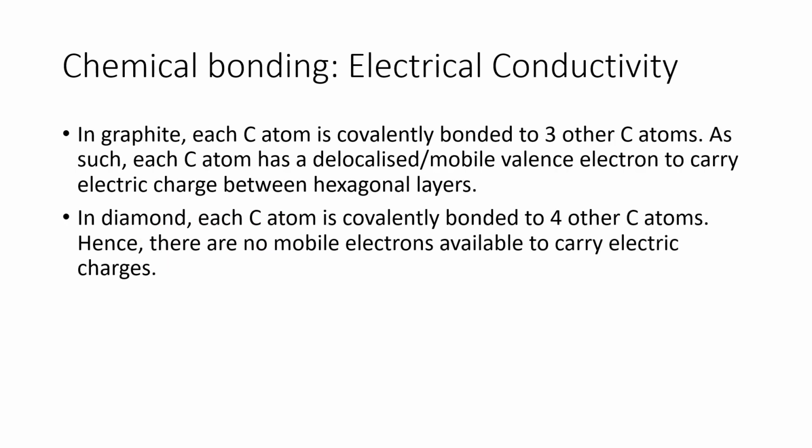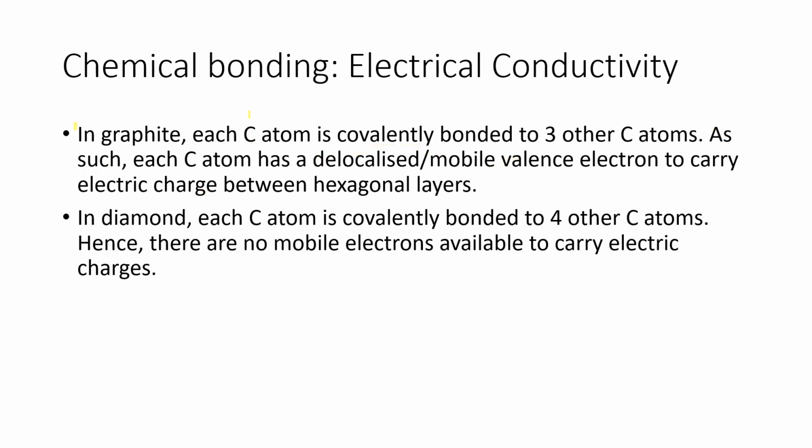So you will say in graphite, each C atom, where C represents a carbon, is covalently bonded to 3 other C atoms. As such, or you can say therefore, thus, you can change your connecting words. Each C atom has a delocalized or mobile valence electron to carry electric charges between hexagonal layers. You can write either, but not both. Sorry for the typo, please write electric charges. That's in graphite.